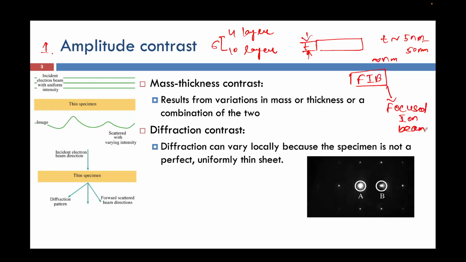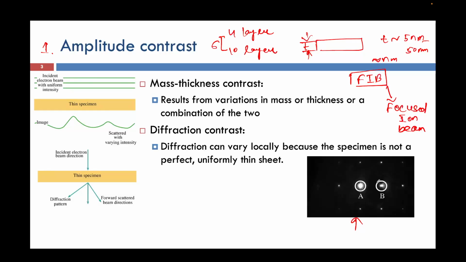And here is an example of diffraction contrast. You can see that there are lots of diffracted points. Point A is the direct beam, or the transmitted beam, which has gone undeviated, and this is another diffracted spot, B. These two are the strongest spots that we can see.